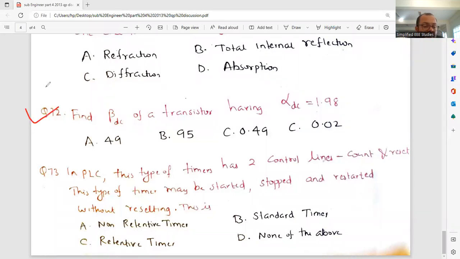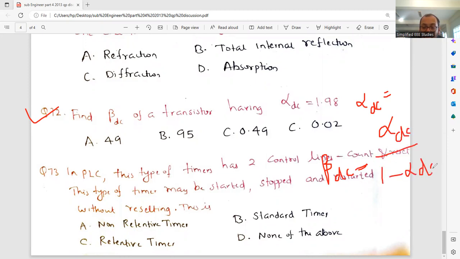Let me discuss question number 72, a numerical. Find beta DC of a transistor having alpha DC equal to 1.98. So there is a formula between alpha DC and beta DC, both are gains only. How to calculate beta DC if you know the alpha DC? Beta DC is nothing but alpha DC divided by 1 minus alpha DC. If you solve, you will get the right answer. So this is the way to solve this. Question number 72, you can verify it once.